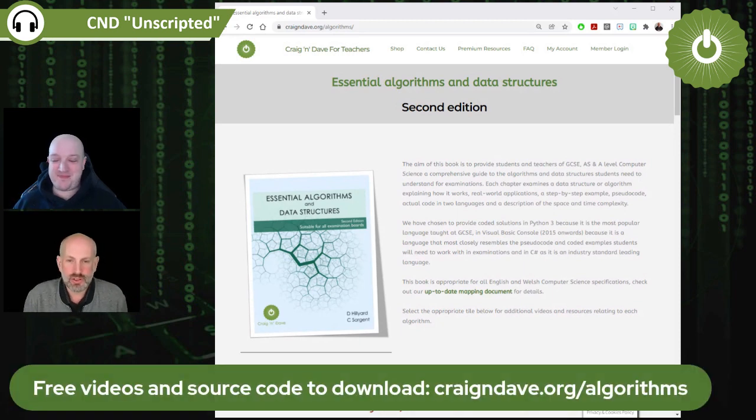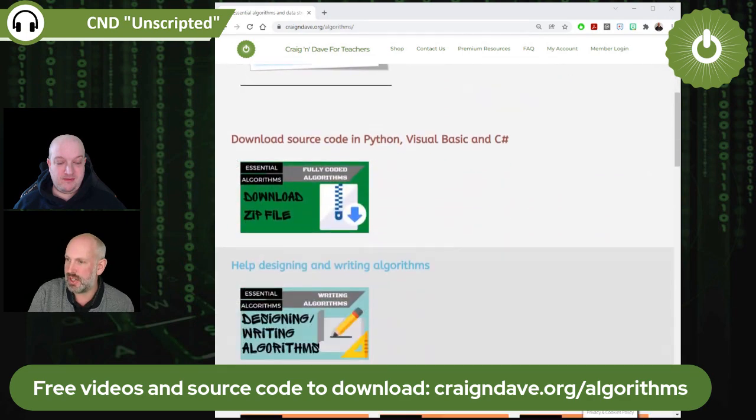So free videos and source code to download at craiganddave.org/algorithms. So you don't have to buy the book to get access to this. Everyone's got access to this, but it does supplement the book. What you've got here on this page is a link to the download file, which I'll click on in a moment and just show you what you've got there.